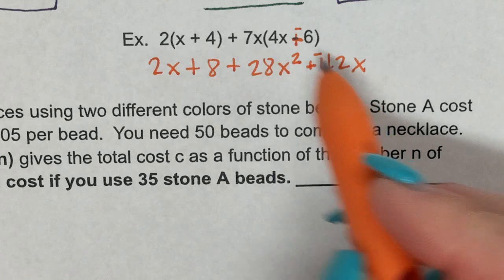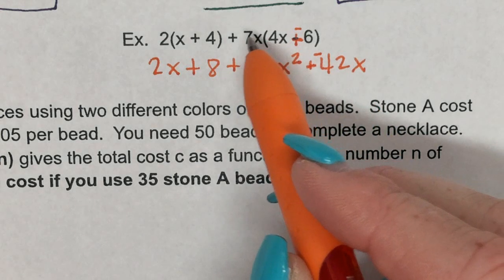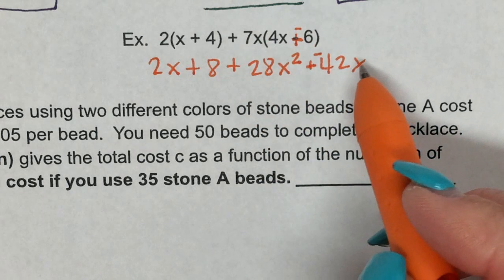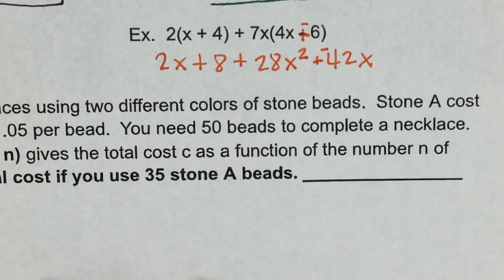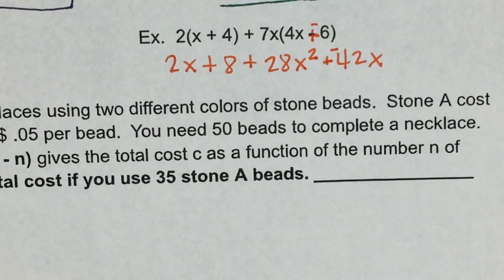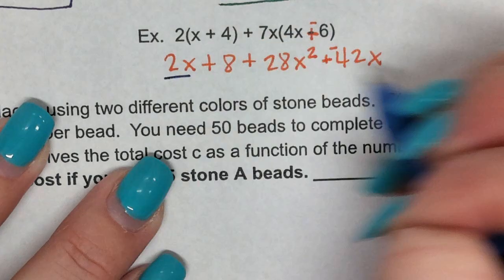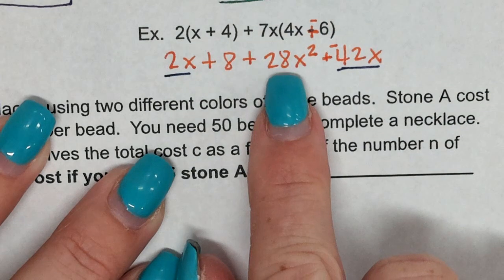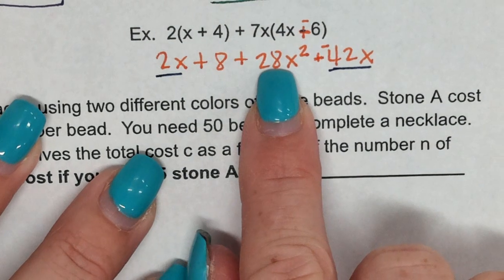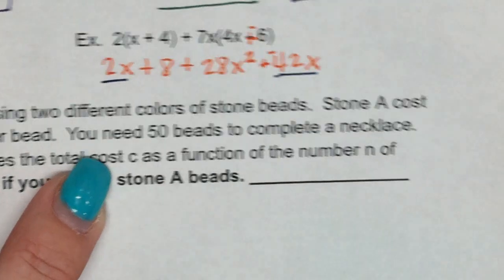negative 42, but don't forget this x right here, 7x times negative 6. So I've got to keep that x. Are we okay? Now we combine like terms. So this x can be combined with this x. Can it be combined with this one? No. So I'm just going to write that part out.